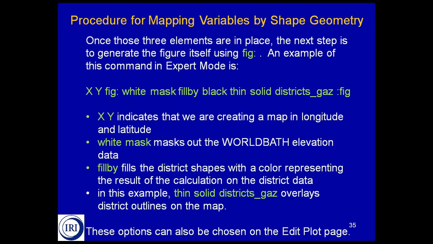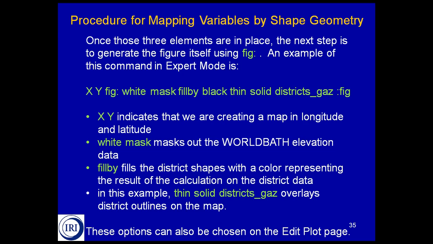Then we use the words fill by. That fills the district shapes with a color representing the result of the calculation on the district data. So fill by is going to fill in the district shapes with colors that represent, in our case, the correlations. Then next, in this example, thin solid districts_gas overlays district outlines on the map. The thin and solid are parameters that describe the lines that we're using for the district outlines. So we're making thin solid lines on the map for the districts. Then we end the set of commands with a :fig. And that's the information that we need to display the map.